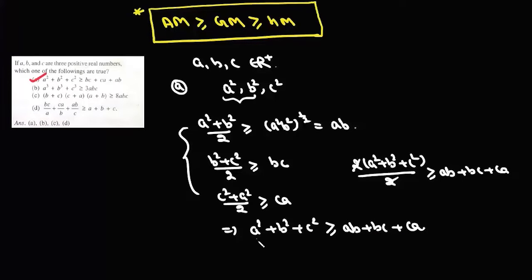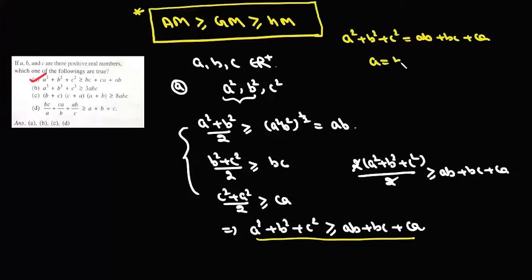Now this result is an important result in mathematics, and the version which is mostly used in JEE Advanced is this version: you will be given a square plus b square plus c square is equal to ab plus bc plus ca. Now we know that we'll have this equality when AM is equal to GM, and AM is equal to GM if and only if the numbers are the same. So from here we get the condition that a must be equal to b, and it must be equal to c. So if we have this strict equality, then all three numbers will be the same.